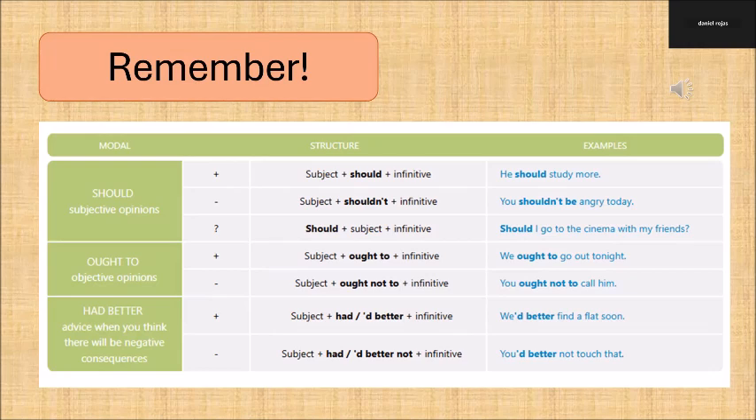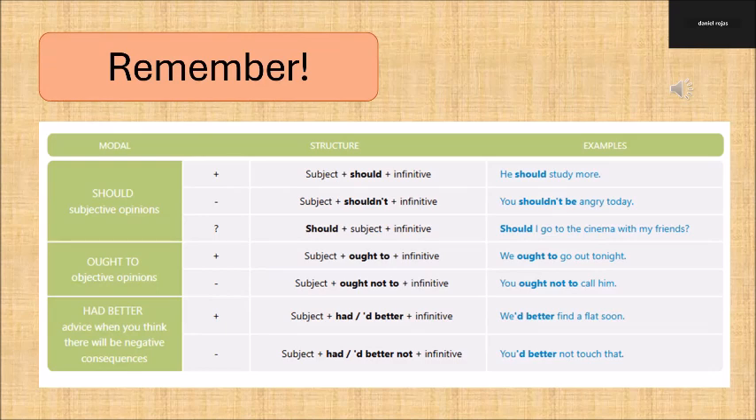In negative, subject plus shouldn't plus infinitive. For example, you shouldn't be angry today. In interrogative, should plus subject plus infinitive. For example, should I go to the cinema with my friends?